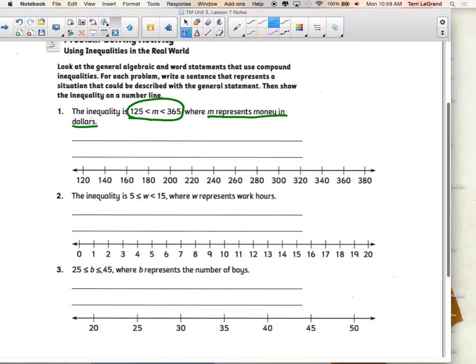So in our situation that we write, we have to have this compound inequality represented with the M standing in for dollars, money in dollars. Now this is not how they want us to write it: 125 is less than money in dollars and is less than 365. No, they want a situation for this. So, anybody want to give it a try or want me to do the first one for us? Any offers?